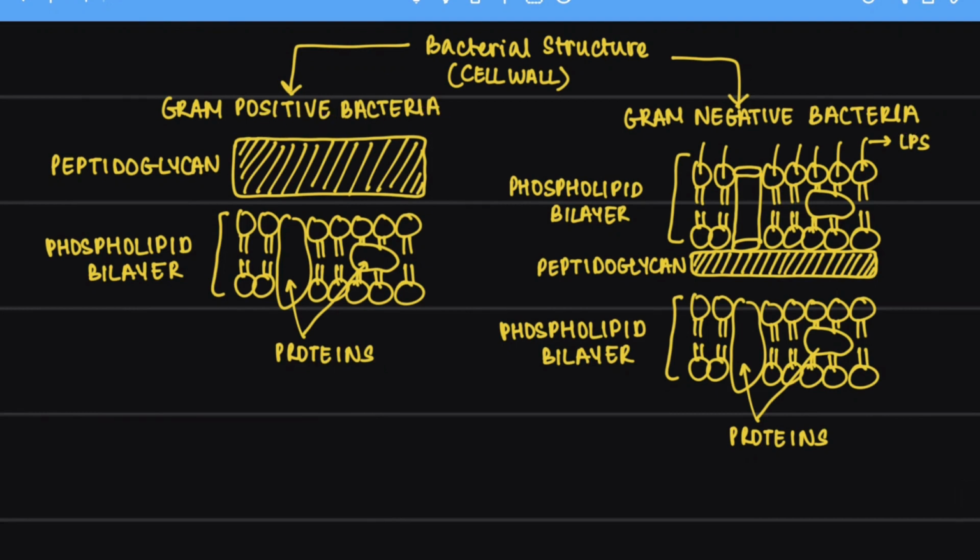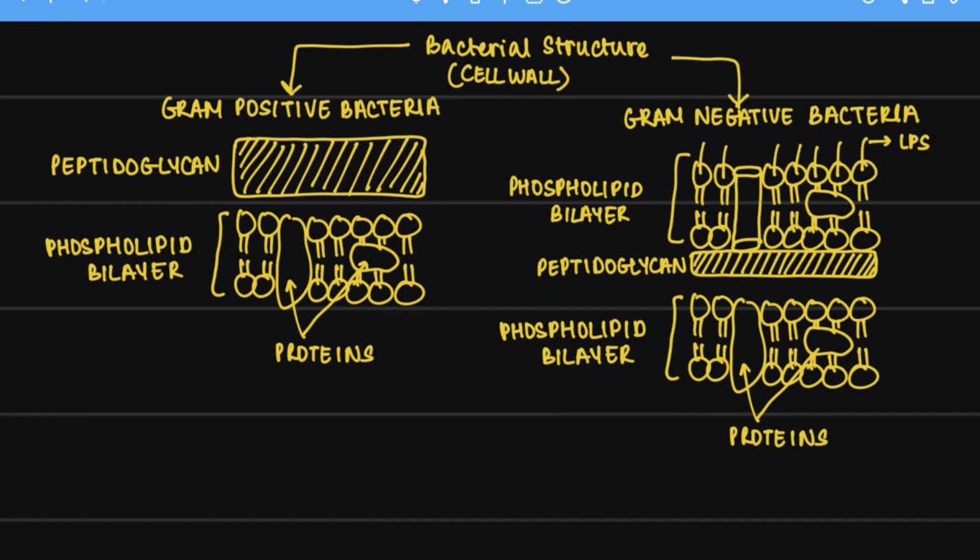If we notice the differences, the gram-positive bacteria has a very thick peptidoglycan layer, whereas a gram-negative bacteria has a very thin peptidoglycan layer. The gram-positive bacteria has only one phospholipid bilayer. So these cell wall differences between the gram-positive bacteria and the gram-negative bacteria result in the differential staining.